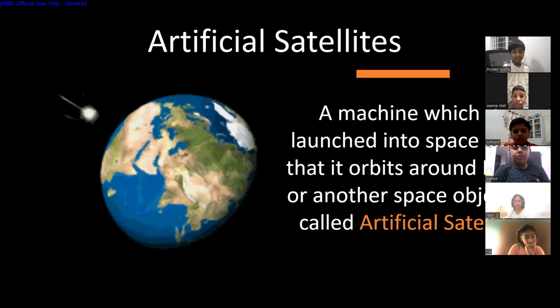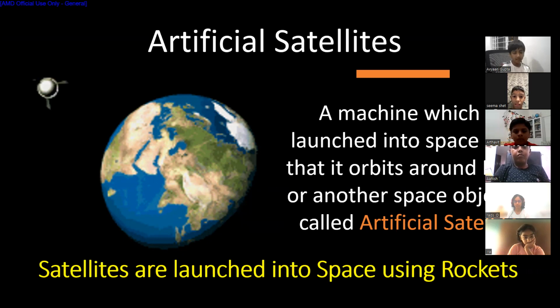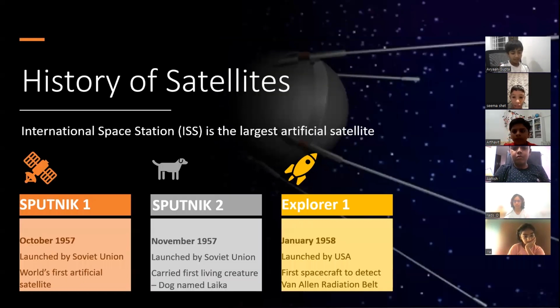An artificial satellite is a machine which is launched into space such that it orbits around another space object. They are launched into space using rockets. Sputnik 1 was launched by the Soviet Union and is the world's first artificial satellite. Sputnik 2 was launched by the Soviet Union in November 1957. It is the first satellite that carried a living creature, a dog named Laika.